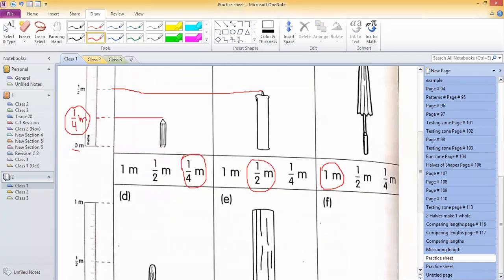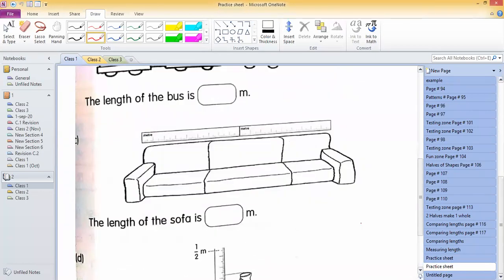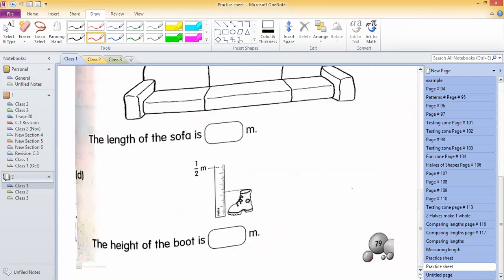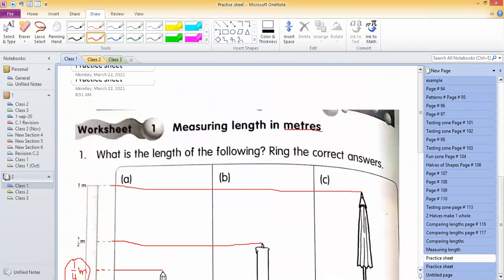Inshallah, in the next class, guys, we will complete this worksheet. We have some other worksheets also to complete. We will find out the length of these, and we will come to the book also. We'll solve the book exercises as well.